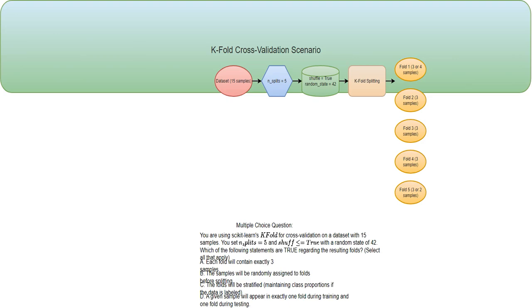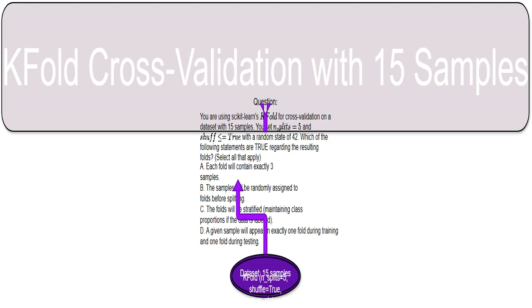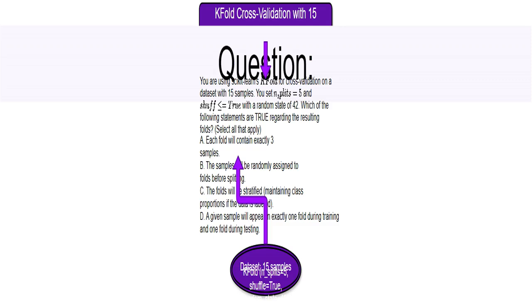We're using KFold cross-validation, a resampling procedure used to evaluate machine learning models on a limited data sample. I am using scikit-learn's KFold, a powerful tool for cross-validation, to evaluate a model's performance on a dataset containing 15 samples. This is the question I am tackling. I am setting up a 5-fold cross-validation with shuffling and a fixed random seed. I want to determine which statements accurately describe the resulting folds.